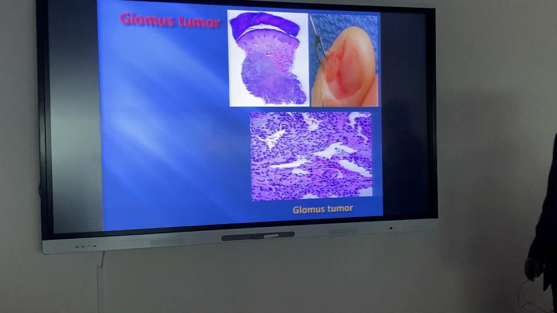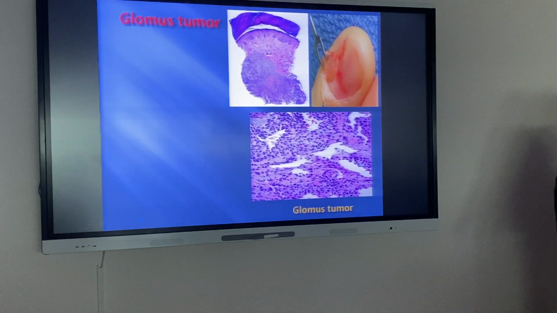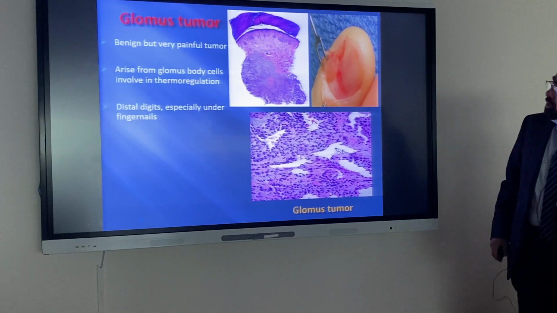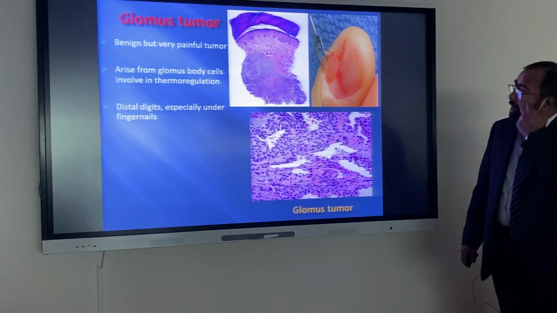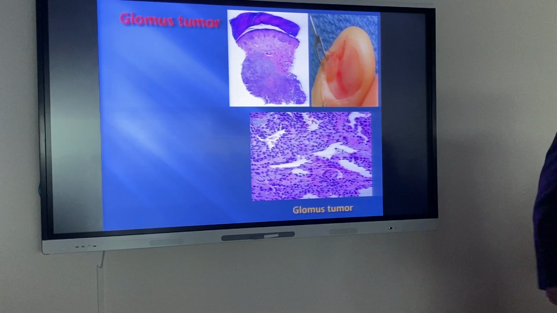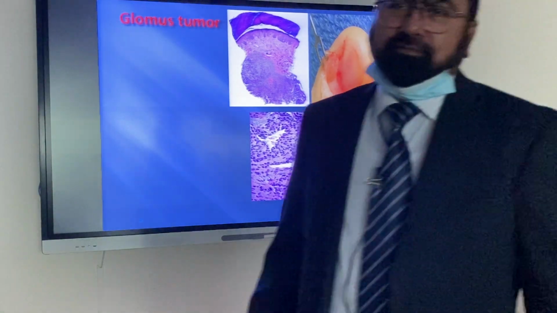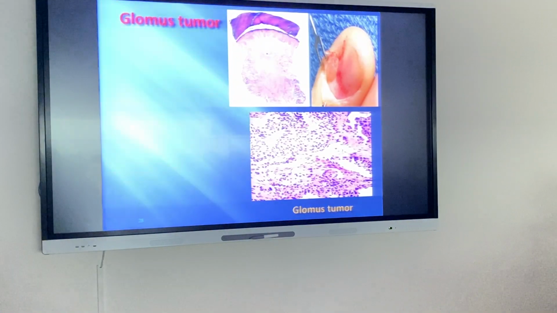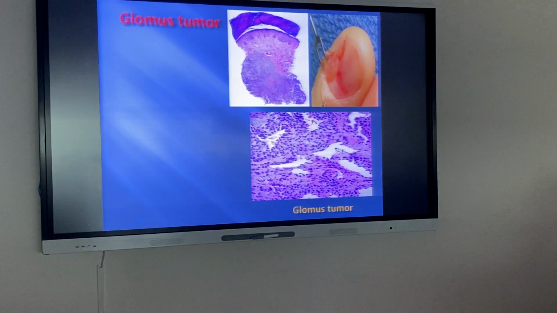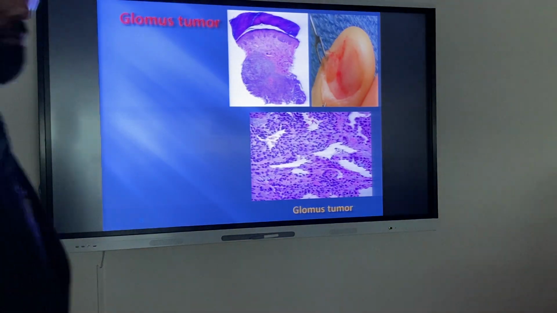Glomus tumor, again a benign tumor of the vessel. It's a vascular tumor, very painful. What is glomus? Glomus body. Anybody from the class? Glomus body. You must have seen it in your anatomy, physiology. Anatomy, I think.